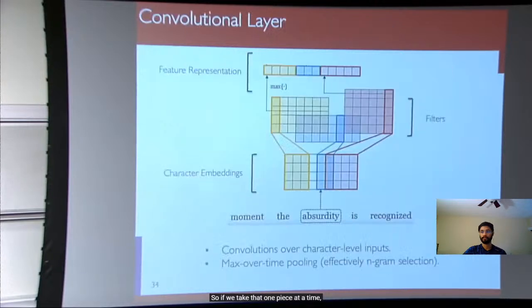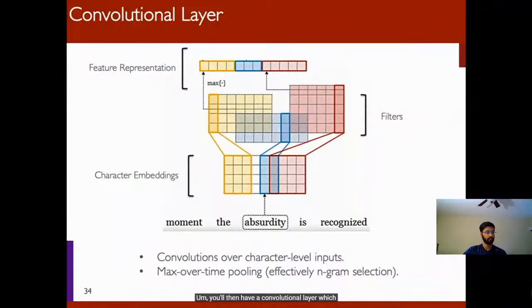If we take that one piece at a time, you have a character embedding for each character. You'll then have a convolutional layer, which has various filters that work over those character sequences of 2, 3, and 4 grams of characters. So you're getting representations of parts of words. Then from those convolutional networks, you're doing max pooling over time, which is effectively like choosing which of these n-grams best represents the meaning of a word.